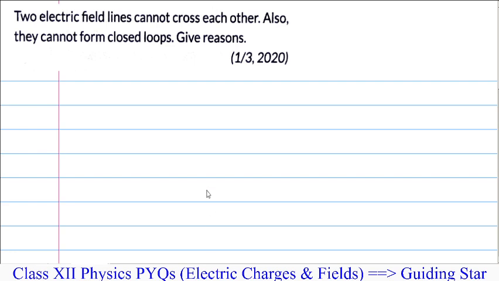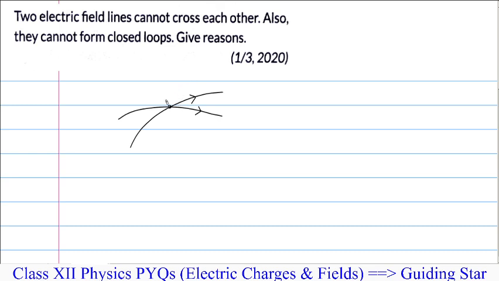Here in this particular question, two electric field lines cannot cross each other. That means it is one of the properties of electric field lines. What it is saying is that if we draw two field lines like this, they should not intersect with each other. That means this is the point of intersection. Why should they not intersect with each other?